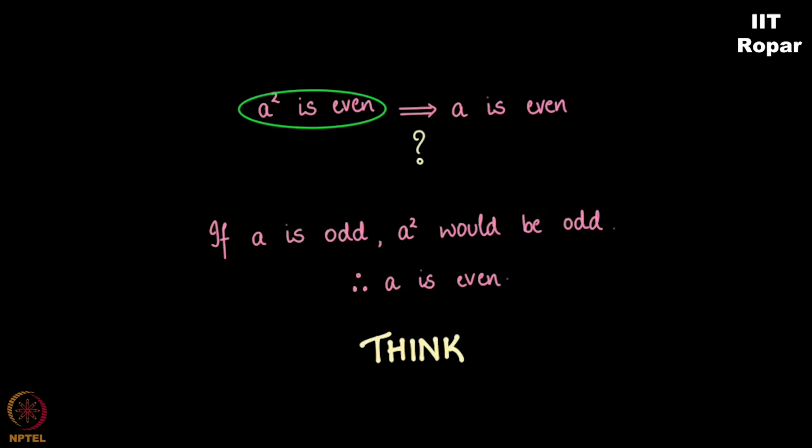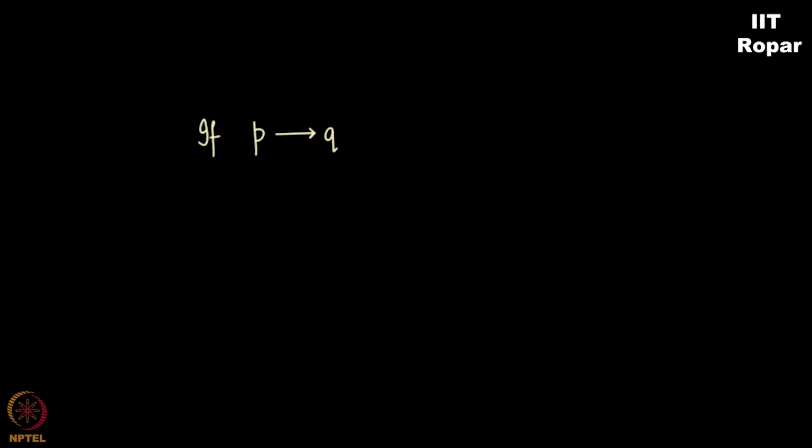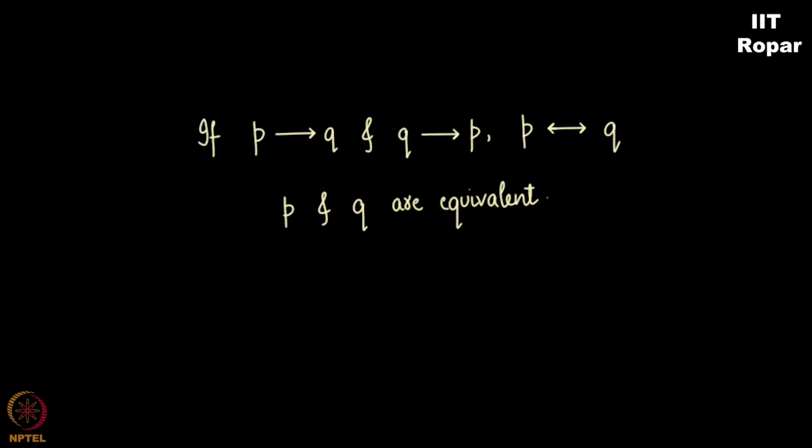But then we saw A is even implies A square is even. If P implies Q and Q implies P, we say P two-way implication Q. The two-way arrow is the symbol we write for this. P implies and is implied by Q is how we say it. By that we mean P and Q are equivalent. Because when P is implying Q and Q is implying P, they both are one and the same.